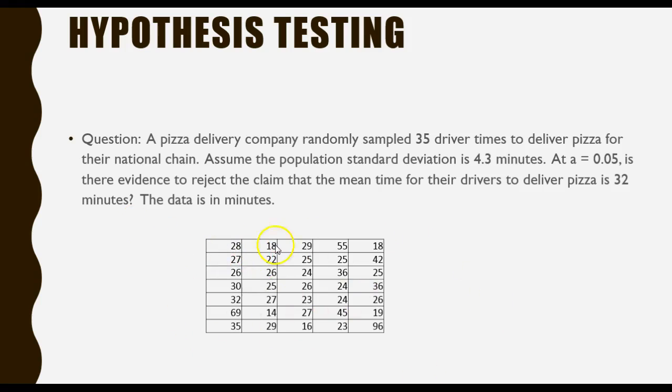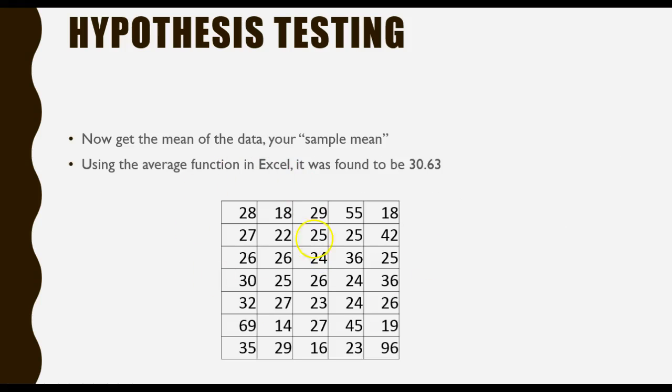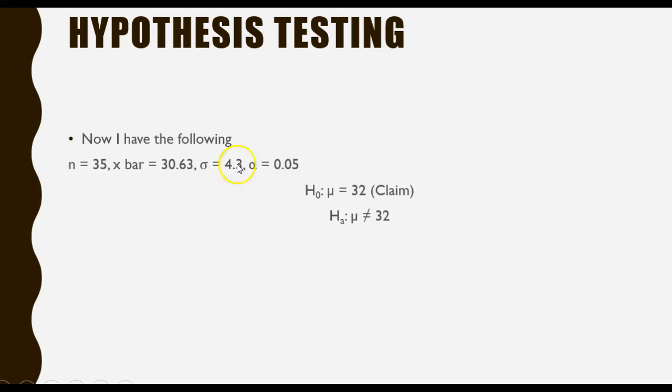They just give me the data here. They don't give me the sample mean. But first let's look at this. They're claiming that it is 32 minutes. So the claim is the null. The mean is equal to 32. The alternative would be that it's not equal to 32. Now, what do we do with this data? Just go to Excel and use the average function and find the average of this data is 30.63. Now I have all of my information.